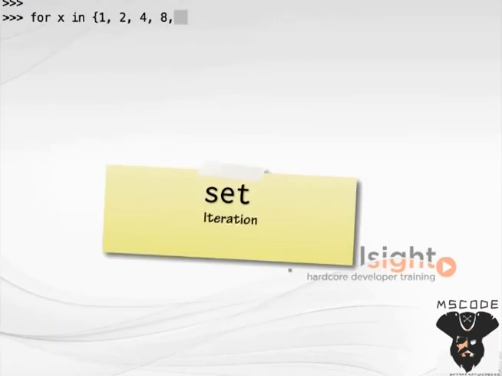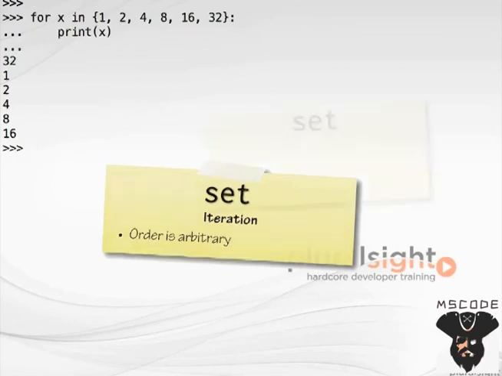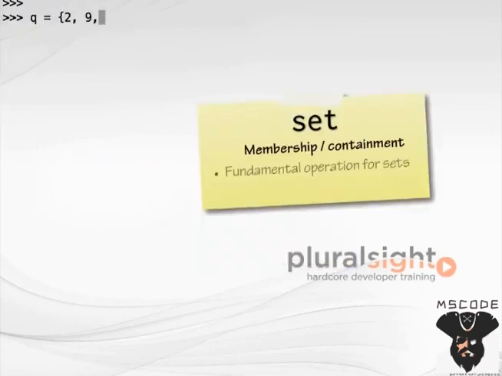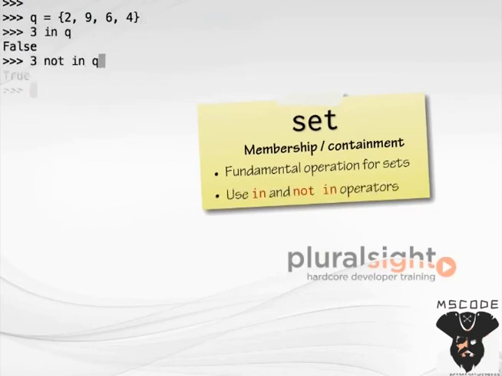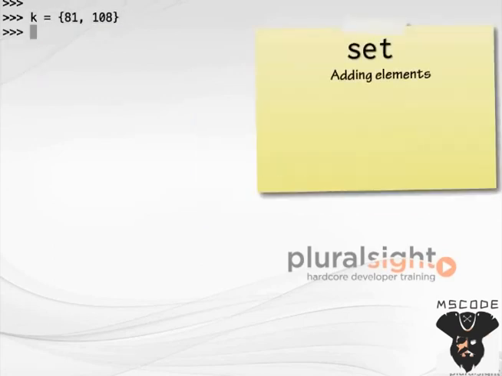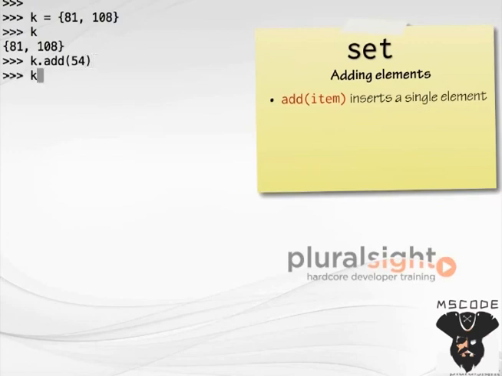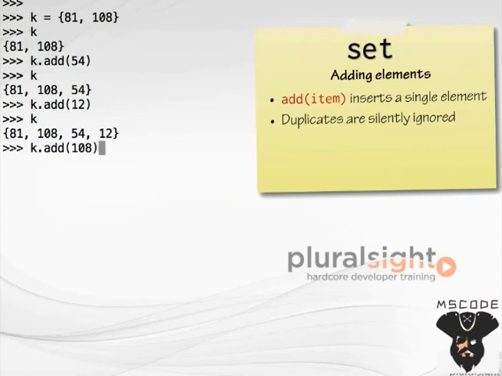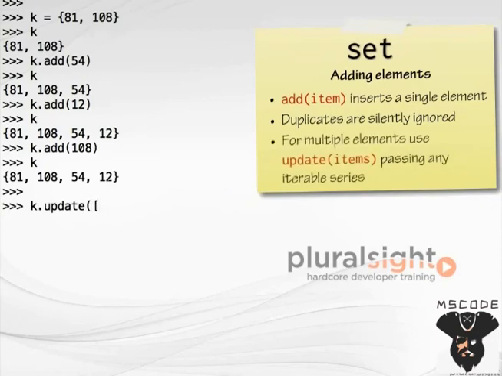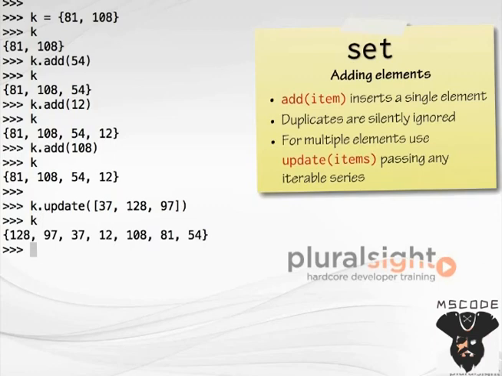Naturally, sets are iterable, although the order is arbitrary. Membership is a fundamental operation for sets, and as with the other collection types, is performed using the in and not in operators. To add a single element to the set, simply use the add method. Adding an element that already exists has no effect, and neither does it produce an error. Multiple elements can be added in one go from any iterable series, including another set, using the update method.